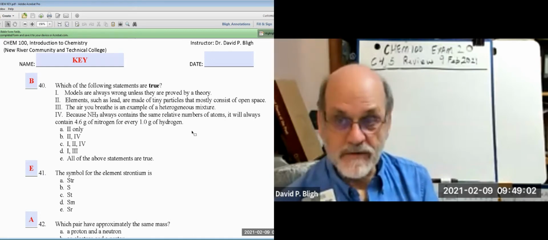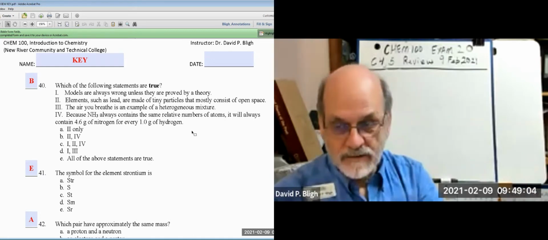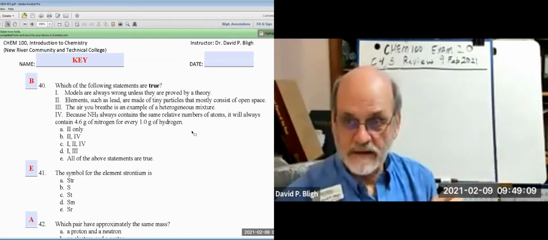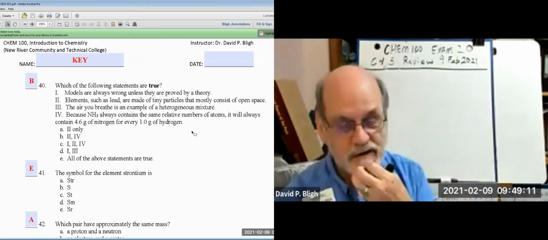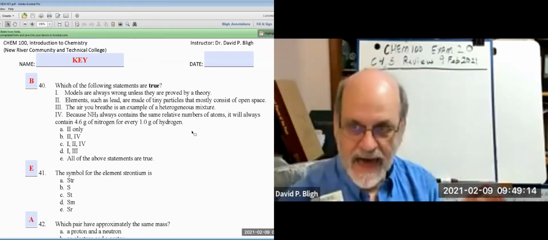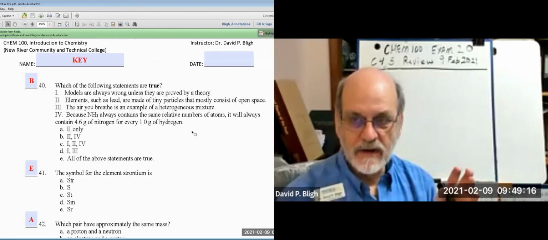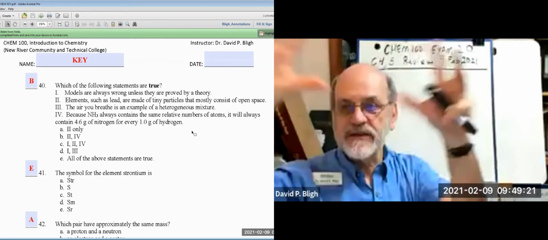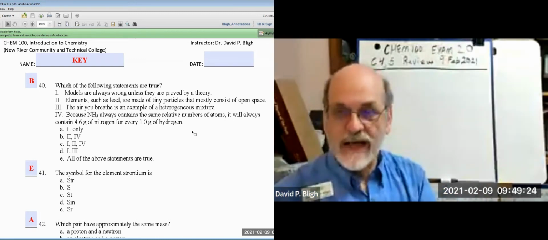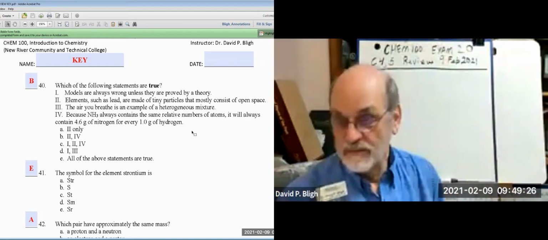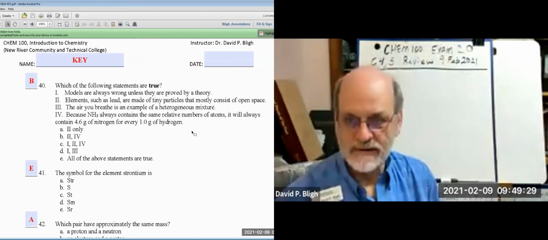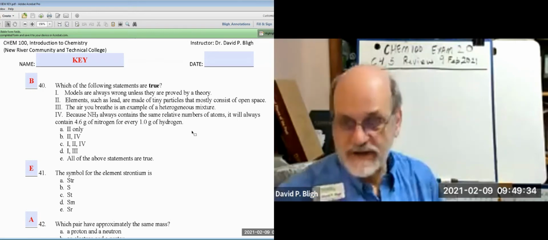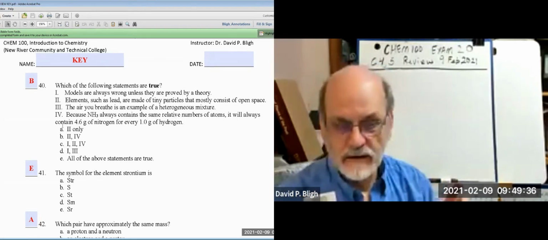But some of them were bounced off in different directions. And that's how he proved his nuclear model for the atom. Most of the mass of the atom is in the nucleus. And the rest is empty space. Well, not empty space, but nearly empty space occupied by electrons, which have virtually no mass. So 2 is true.